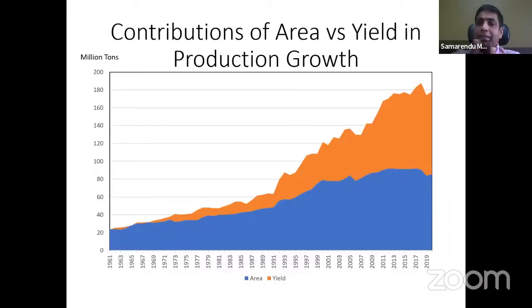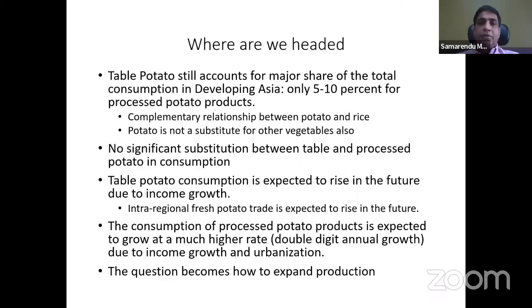As you know, in the last 40 years, significant growth in our production has come from yield, because there is not much area to bring into production. The majority of the growth has happened because of yield and the intensification of the existing physical area. That's true for potato and true for any other crops.